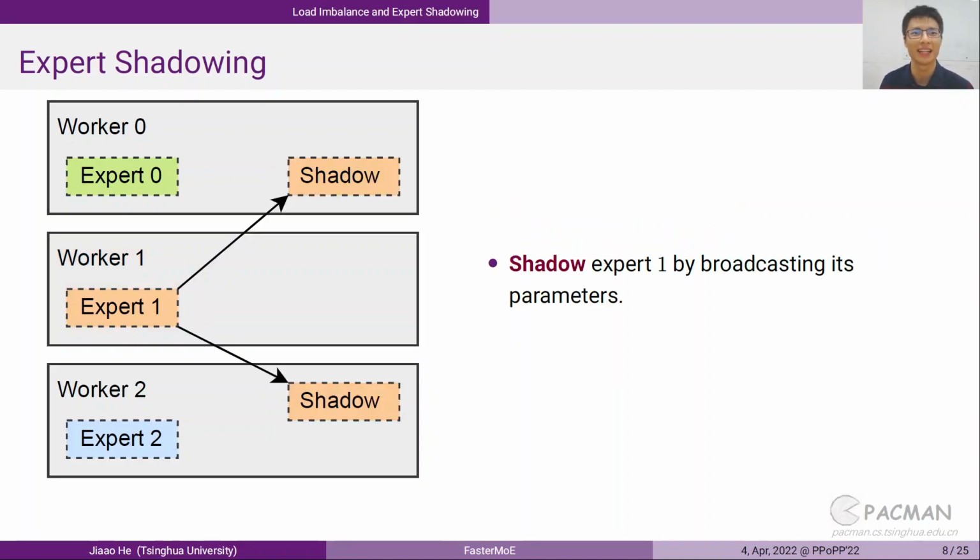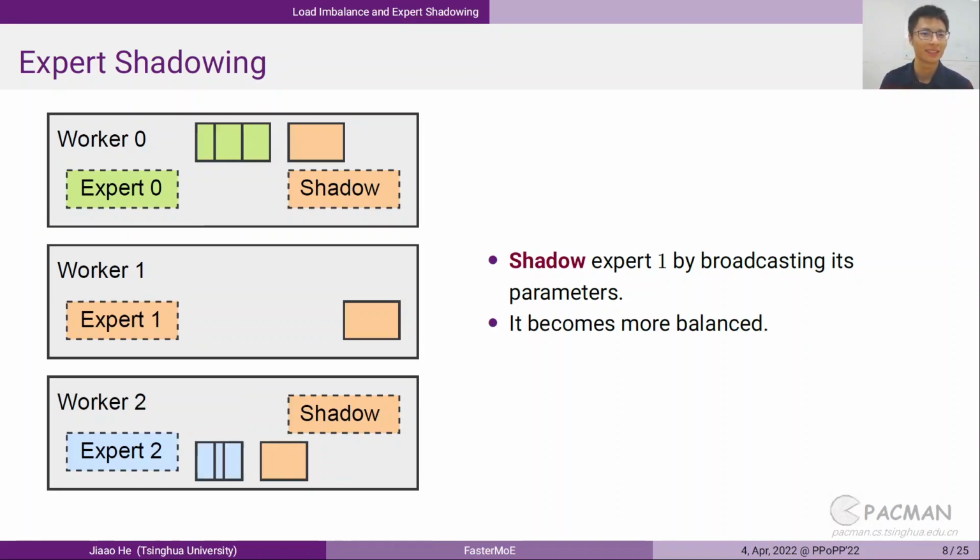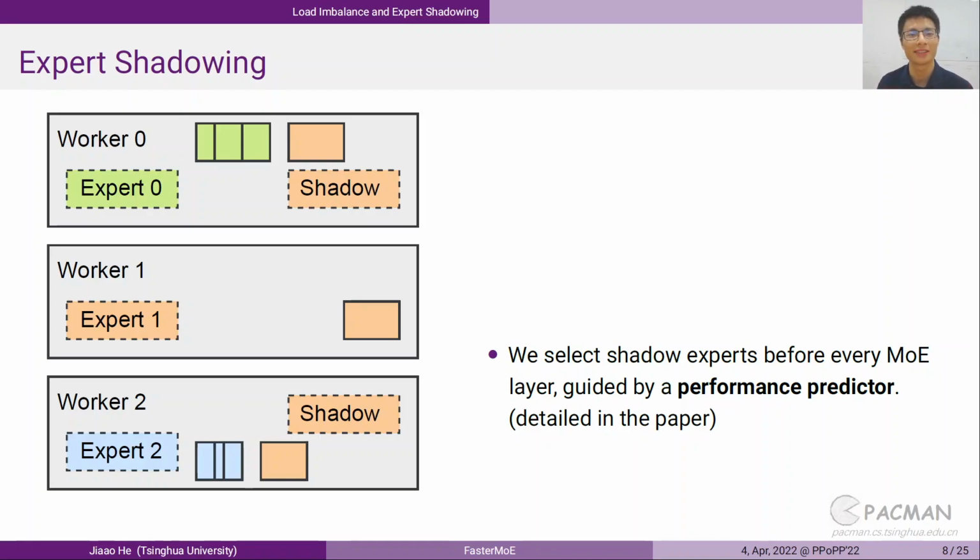Our idea is that instead of sending input to worker 1, we broadcast the parameters of expert 1 to all workers, and we call expert 1 the shadow expert. The benefit of this is that we no longer need to perform computation on worker 1, and all the computation for expert 1 can be performed locally on each worker, so it becomes more balanced and the end-to-end latency may be lower. To select the experts to be shadowed, we build a performance predictor.